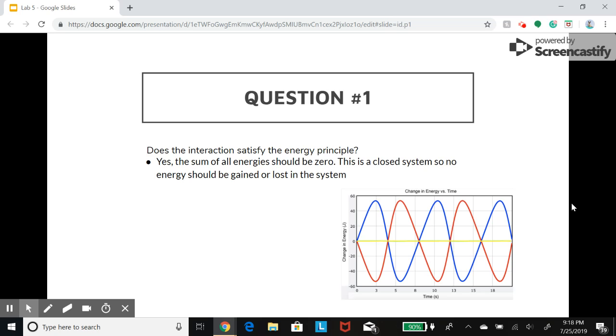To answer the first question, yes, the energy principle is satisfied. The sum of all energies acting on the system should be 0. This is a closed system, so no energy should be gained or lost in the system. This was visualized by the yellow line in the results of the Python code. As KE increases, the spring potential energy decreases and vice versa, so they do cancel out.